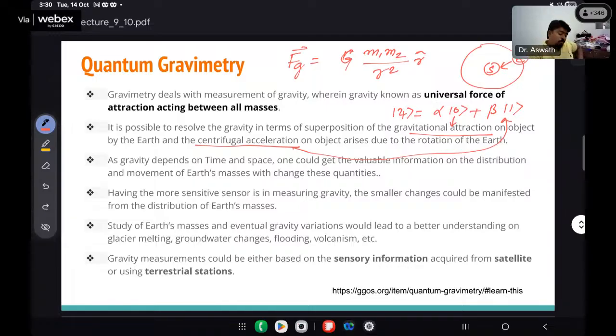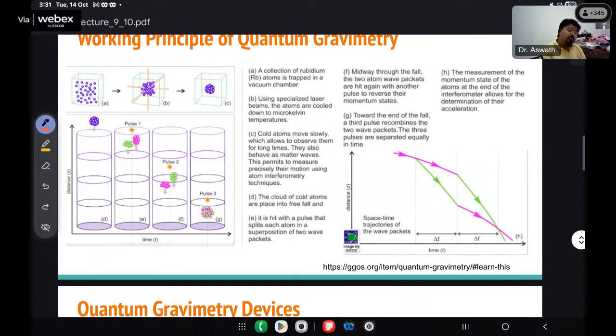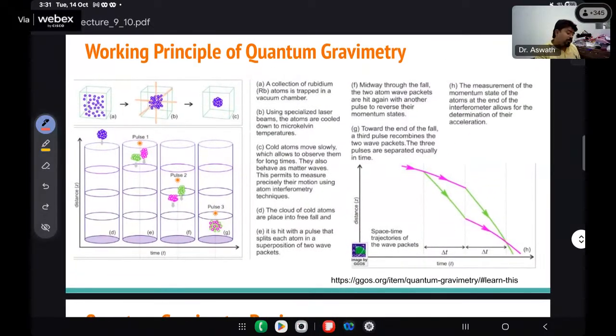And one more thing, gravity measurements could be based on sensory information acquired from the satellite, or you can do the same thing with terrestrial stations which are housed at different points on the Earth. So let's go further and see what could be a working principle for measuring the gravity. These are called quantum gravimeters. Basically it consists of a collection of rubidium atoms.